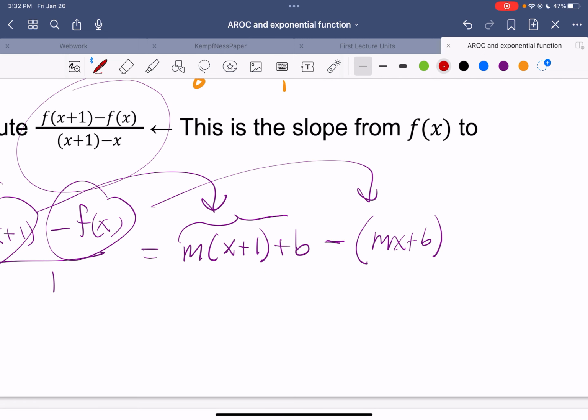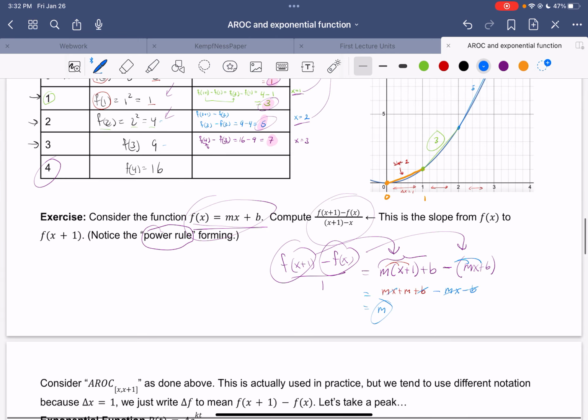All right, so now if we distribute this m, we'll have mx plus m plus b minus mx minus b. Distribute that, right? The mx dies, the b dies, and we get m, right? Well, what do you know? The slope of a line that looks like mx plus b is m, okay?